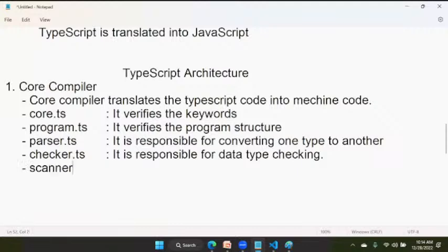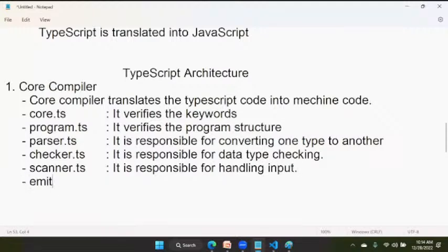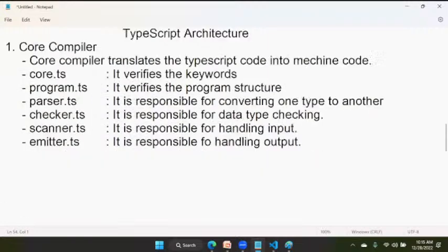What is that scanner? Scanner.ts. It is responsible for handling what kind of activities? Input activities. We have emitter.ts. What is its responsibility? It is responsible for handling output. A programming language needs all this. Every programming language actually has these.